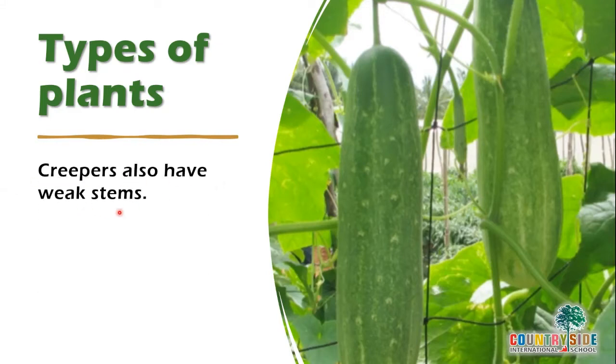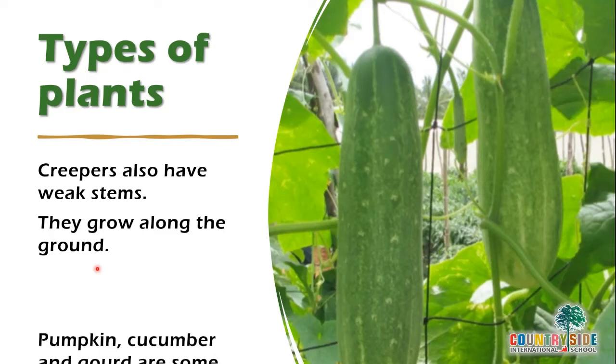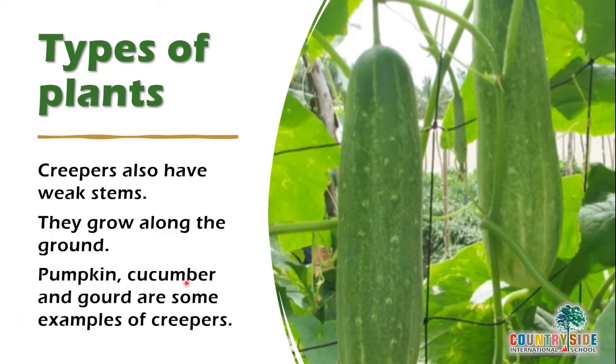Creepers also have weak stem. Like climbers, there are creepers also, which have a very weak stem. They grow along the ground. You'll mostly find creepers lying on the ground as if they are sleeping, because they grow along the ground. Pumpkin, cucumber and gourd are some examples of creepers. See, this is the picture of a creeper. This is a cucumber.